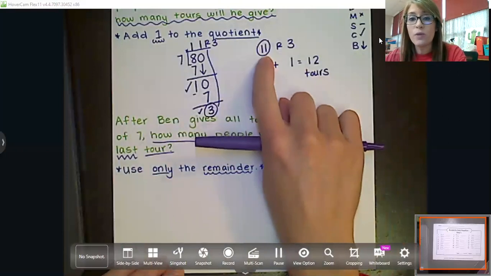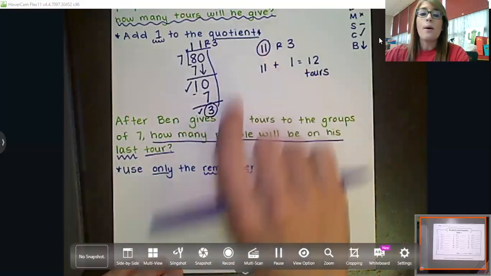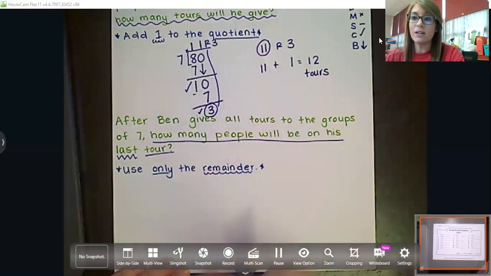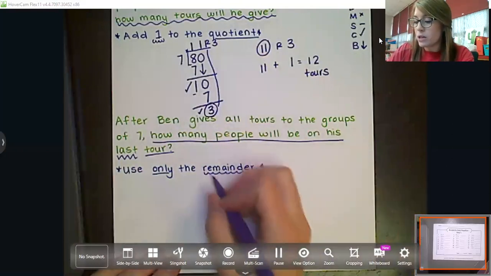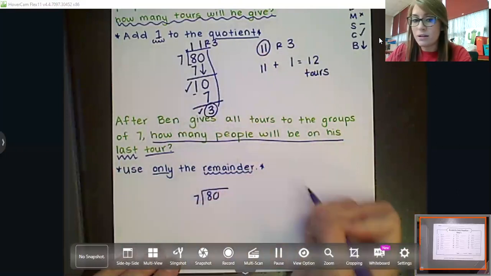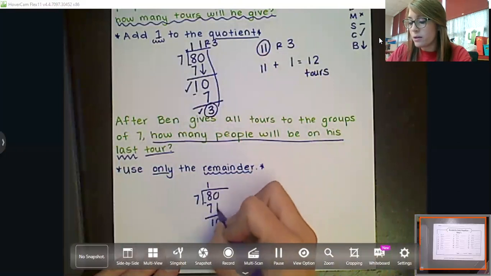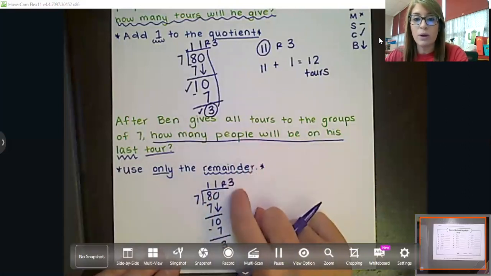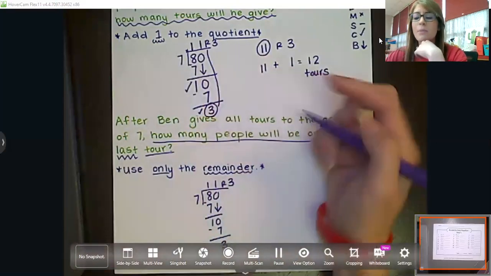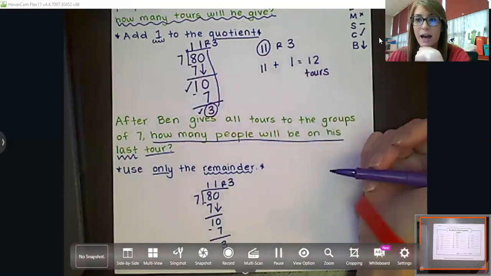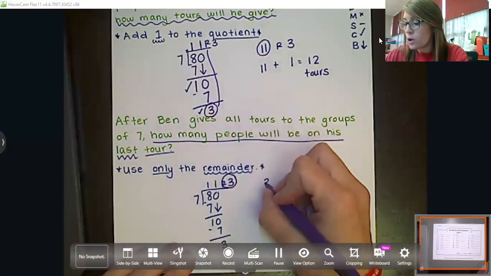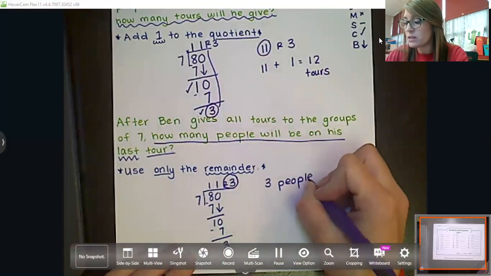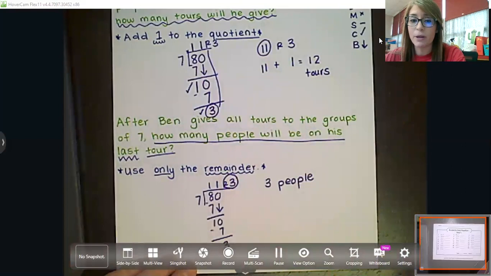Well, we know that he is giving 11 groups of 7 a tour, but we're looking at that last group, that leftover that didn't fit so nicely into those groups of 7. What was our remainder? Remember, we had 80 divided by 7, and when we worked that out, it gave us 11 remainder of 3. So we're using only the remainder. Using this work here, how many people did we say were going to be on that last tour? Right, 3 people. We're just using those leftovers that didn't fit so nicely into our problem. So using only the remainder is a way to look at it as well. All right, so 3 people are going to be on his last tour.